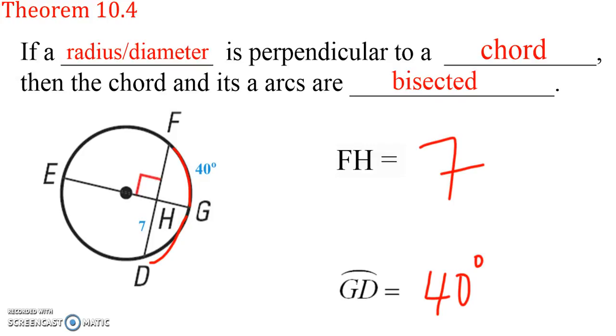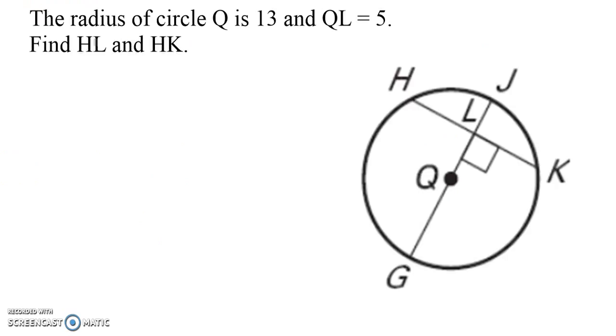Theorem 10.5 just says that if this segment is bisected and it's perpendicular, then it must be a diameter. So it's like the converse. So those 2 theorems are together. So let's look at this one.